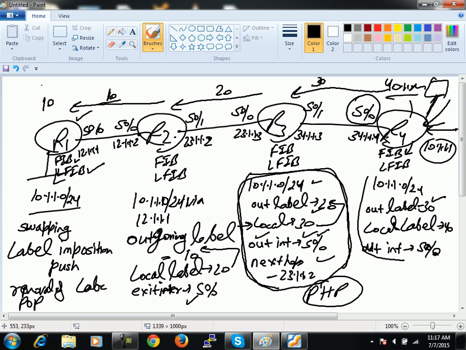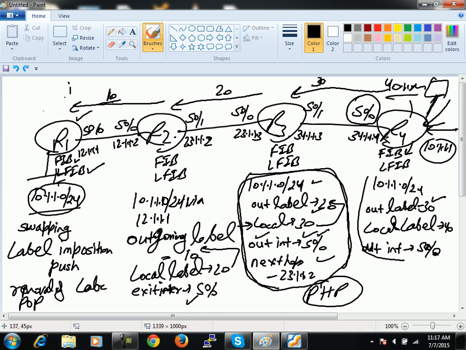Actually what happens, as I said, your labels from 0 to 15 are reserved. So if any router has a directly connected prefix, for that directly connected prefix it will never generate any label out of this reserved range. It will generate implicit null. Let me show you. Whenever it advertises this prefix towards its neighbor, previously it was advertising that label with label number 10, but this time it will advertise it with label implicit null.